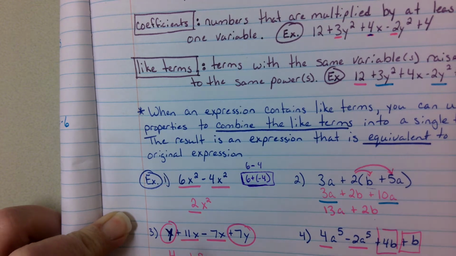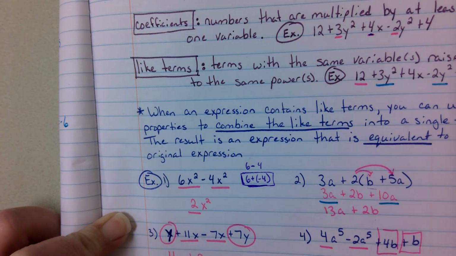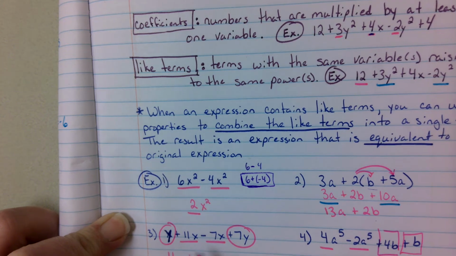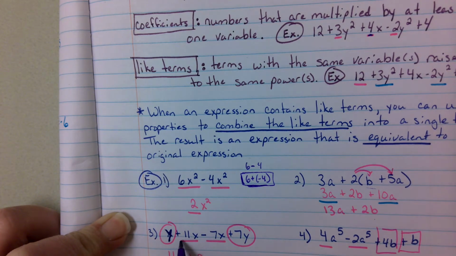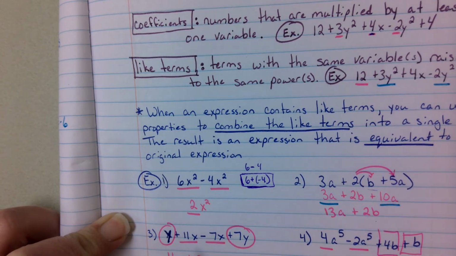Notice when I'm doing this, I'm identifying. I have a y and a y. Those are the same terms. They both have the same variable with exponent. Then I have identified x and x.